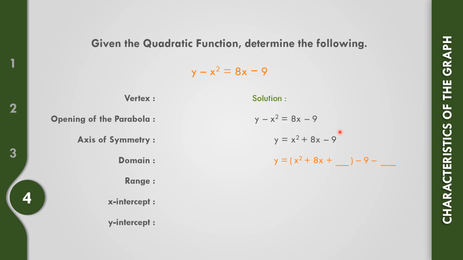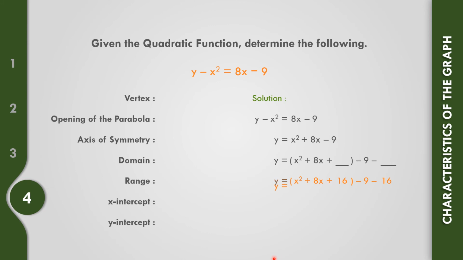So, how to make this equation a perfect square trinomial? What could be the number to be added to make this a perfect square trinomial? So, b divided by 2, squared. So, 8 divided by 2, that is 4. 4 times 4, that is equal to 16. So, the number to be added is 16. So, 16 minus 16 is equal to 0. So, to make this a perfect square trinomial, we need to add 16 and outside the parentheses, subtract 16.